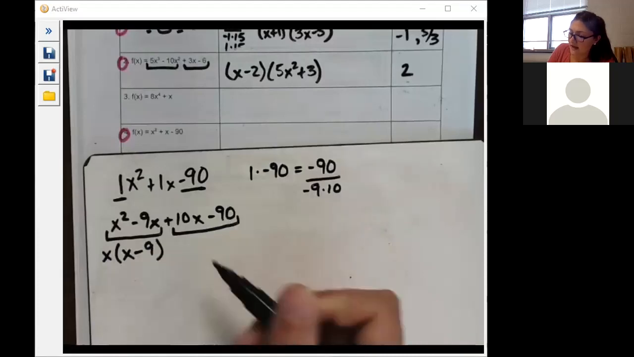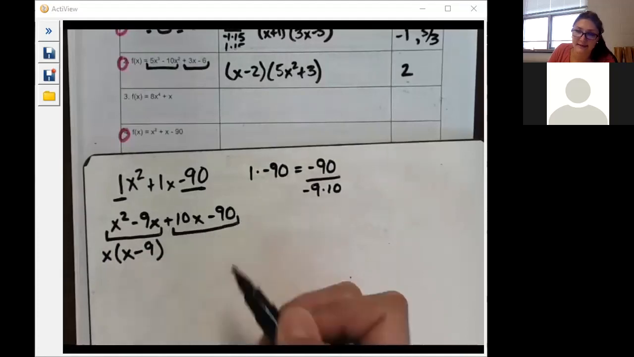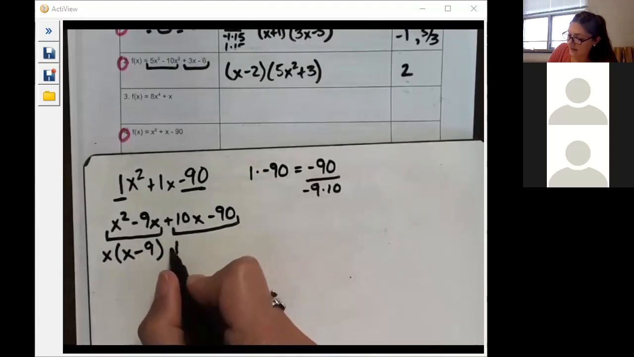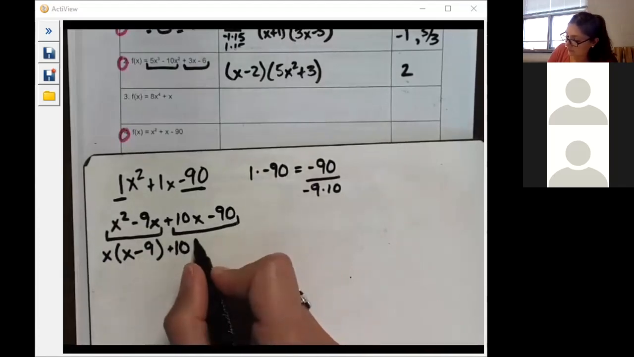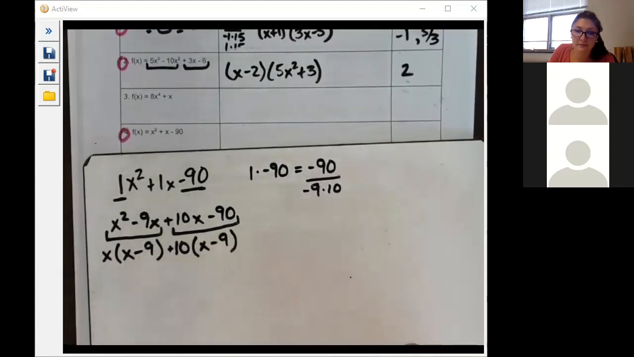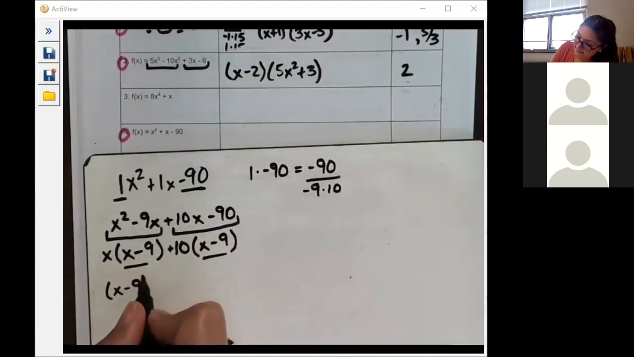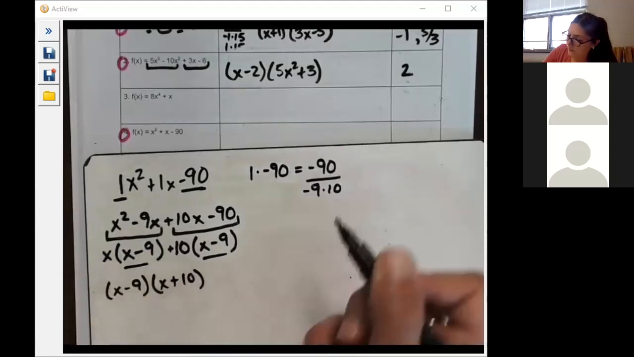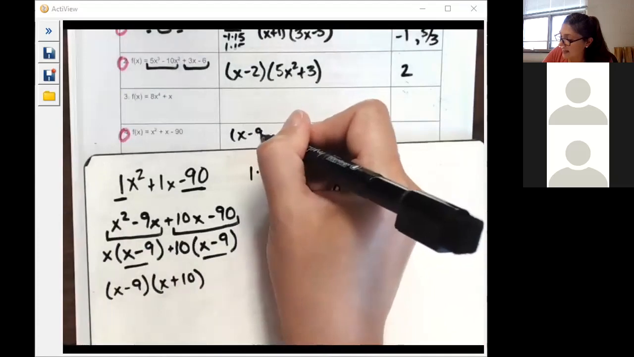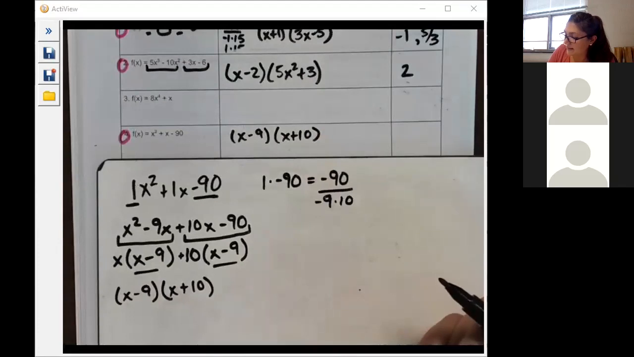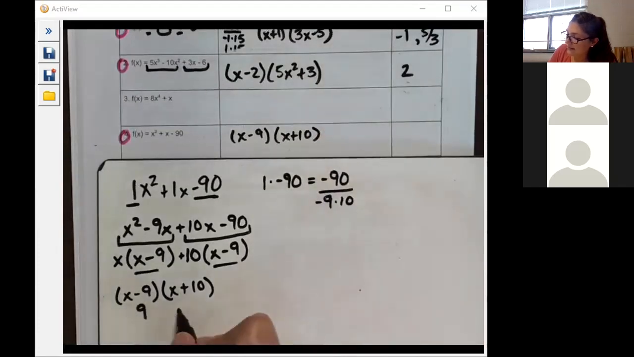What number could I use to divide 10x and negative 90? 10, perfect. Positive 10. So that would give me x minus 9. Stuff in parentheses is the same, so now I can pull that out as my GCF. That would leave me with x plus 10. So my factored form would be x minus 9 times x plus 10, and my x-intercepts would be 9 and negative 10.